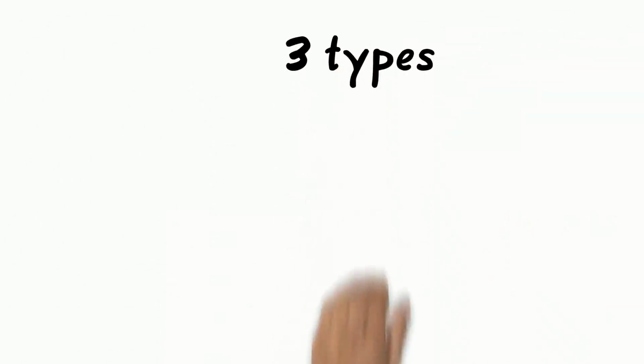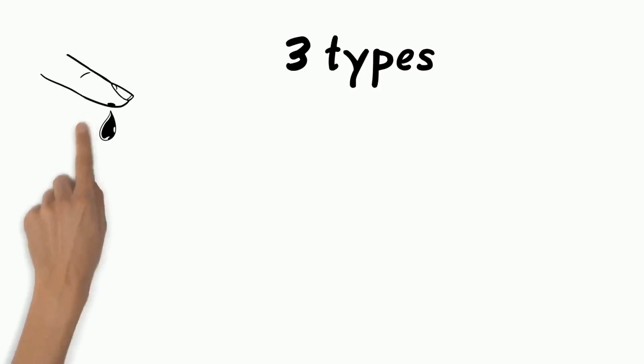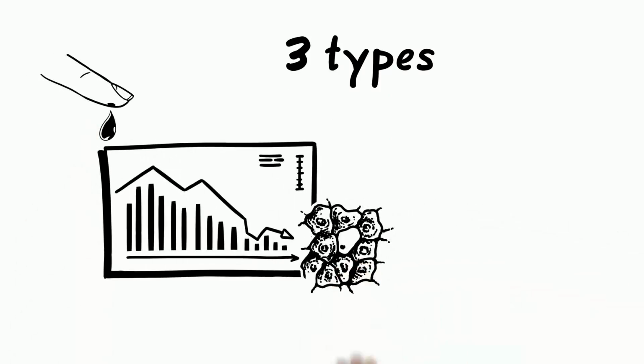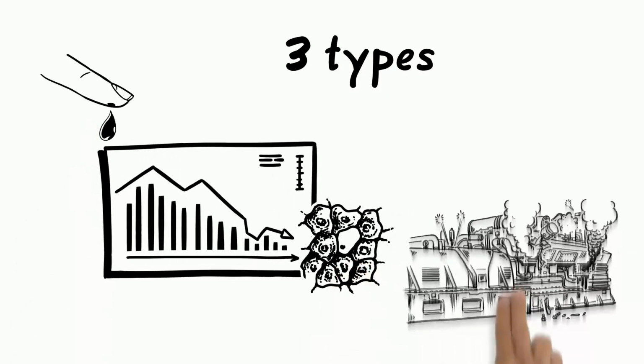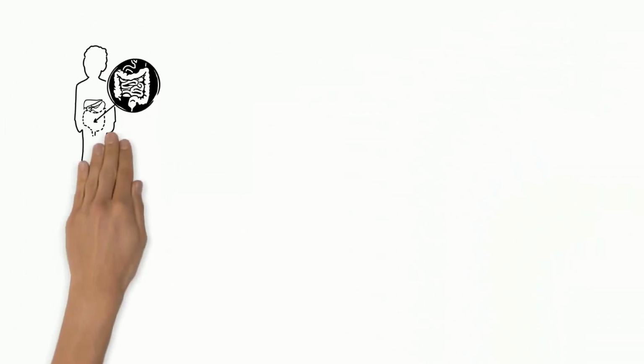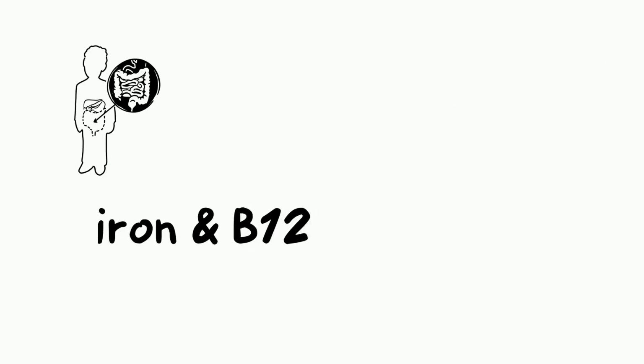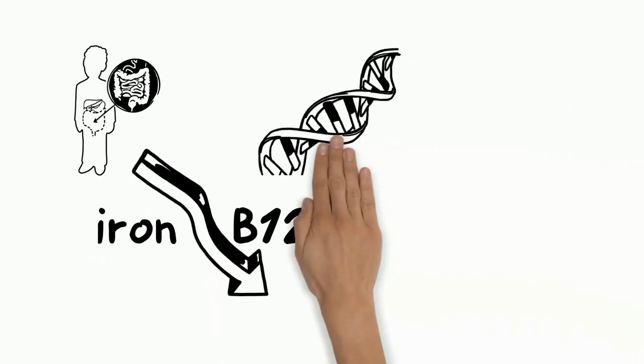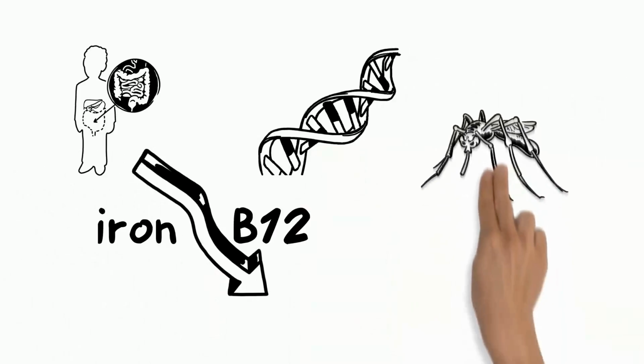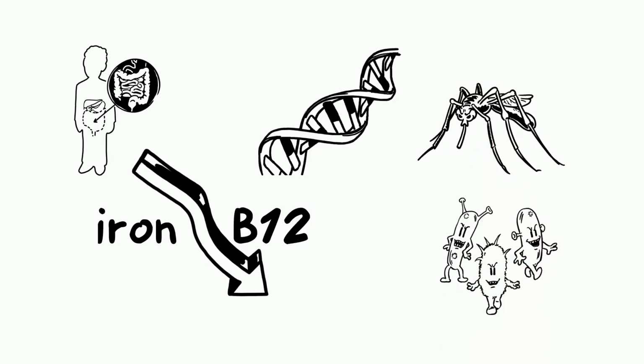There are three main types of anemia: that due to blood loss, that due to decreased red blood cell production, and that due to red blood cell breakdown. Causes include gastrointestinal bleeding, iron or vitamin B12 deficiency, a genetic condition, infections such as malaria, and certain autoimmune diseases.